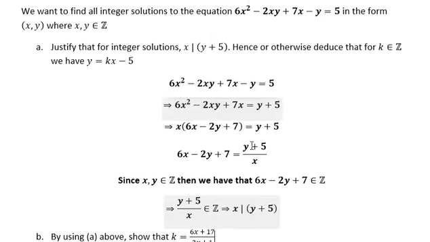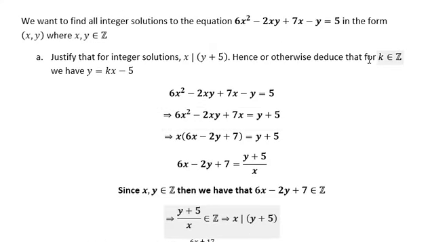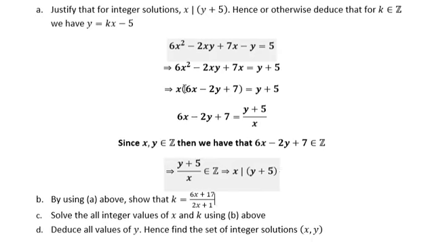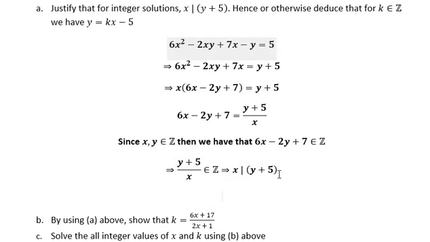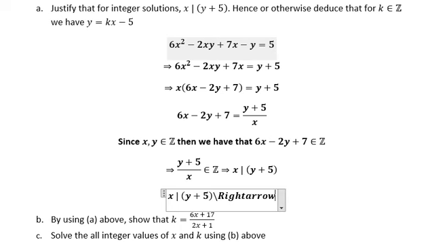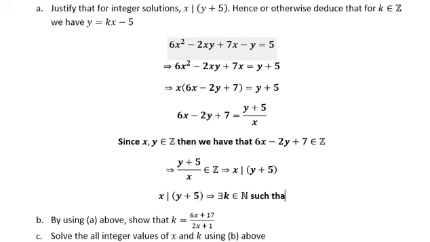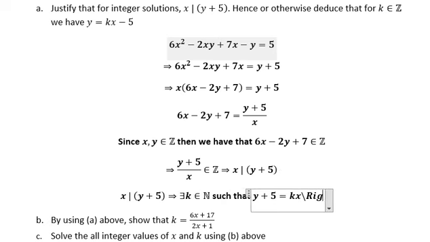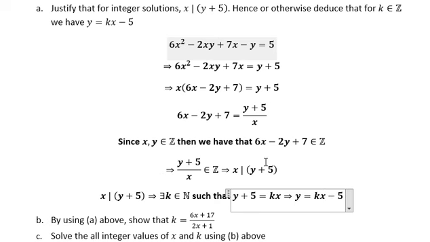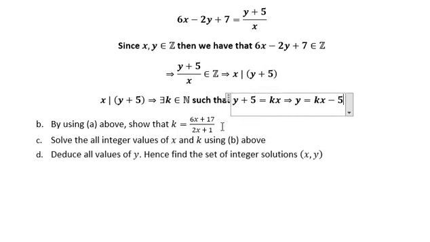Now we have to deduce that for all k in the set of integers, y is equal to kx minus 5. We just go directly from this statement, which says that x divides y plus 5. x divides y plus 5 means that there exists an integer k such that y plus 5 must be equal to k times x. So if we find y, it will give us kx minus 5. So we have proven it. Alright, let's go to the next part.